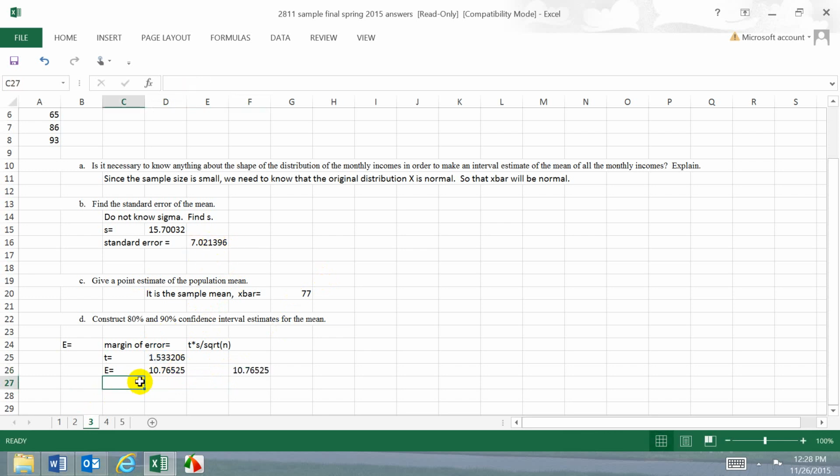And therefore, the confidence interval is going to be the mean, x bar, minus the margin of error, to x bar plus the margin of error.